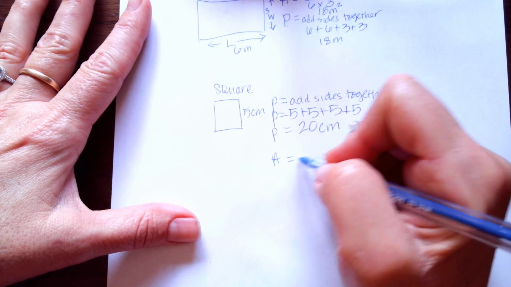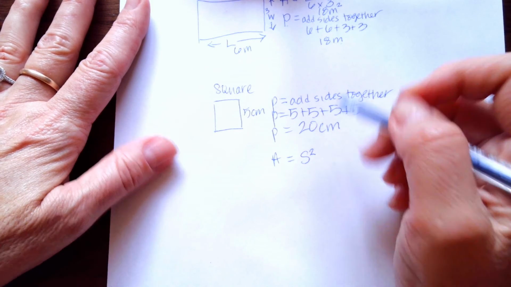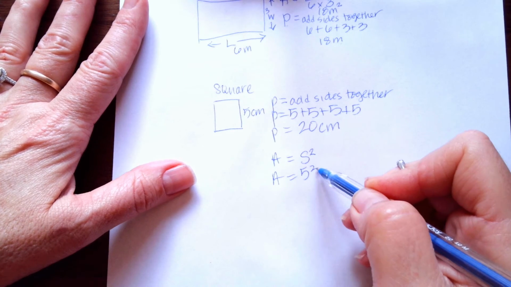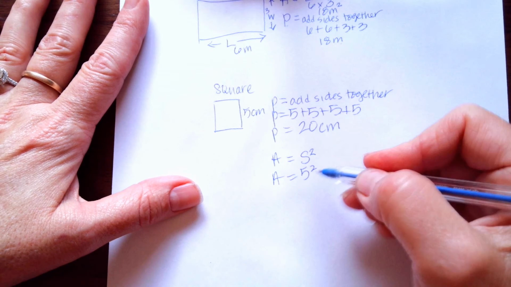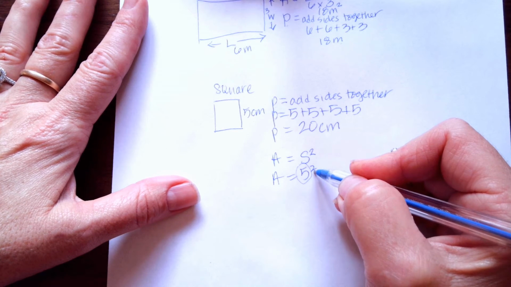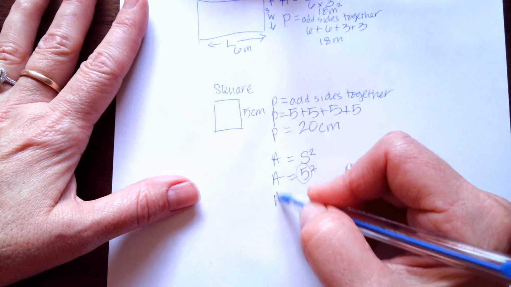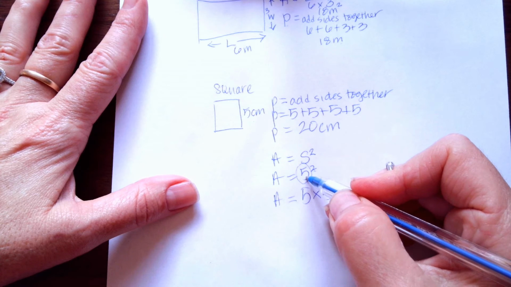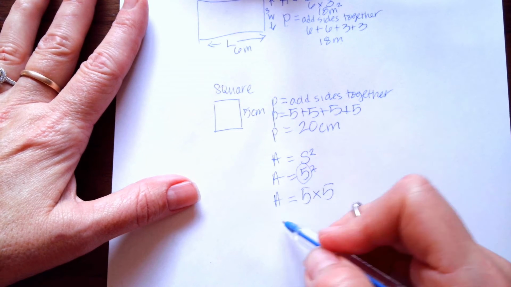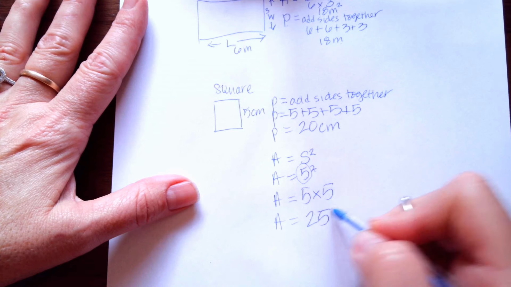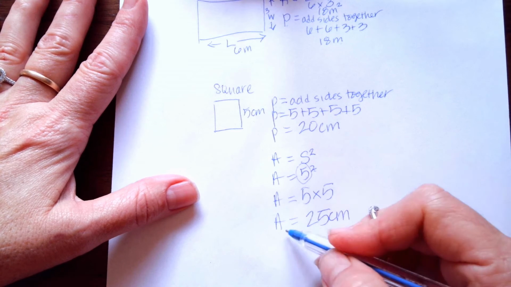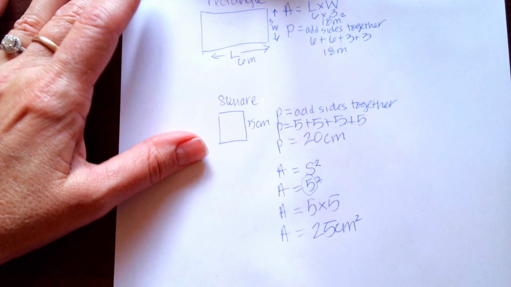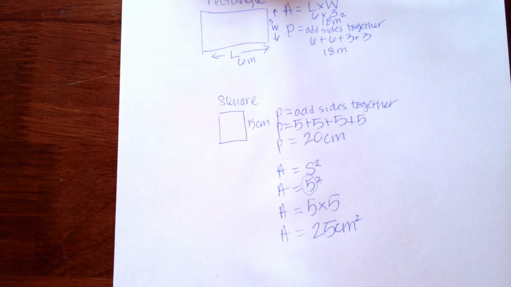For area, it's side squared. This is a side, so it's area equals 5 squared. Now, this is an exponent. And so an exponent means you take this number and you multiply it the number of times in the exponent. So 5 times 5. It is not 5 times 2. It's 5 times itself this many times. So area equals 25, and then it's in centimeters. Because it's area, we write the 2 there. That stands for squared.